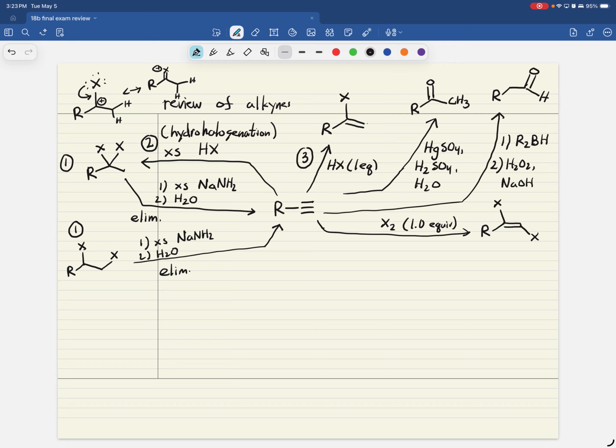All right. Now if we have an excess, so this is XS, not X2. Excess of halogen, so now we don't have just one equivalent. What's going to happen to the triple bond? Yeah, to an alkane, but how many halogens are we going to have? 4. So we're going to fully saturate this position with all halogens.